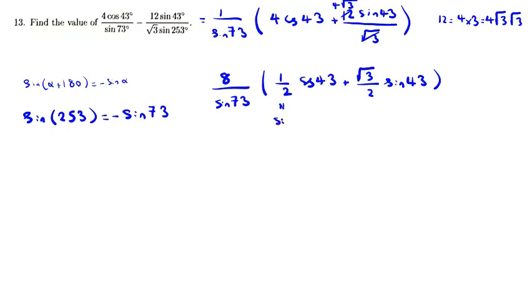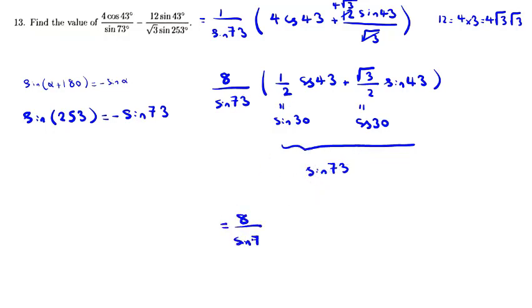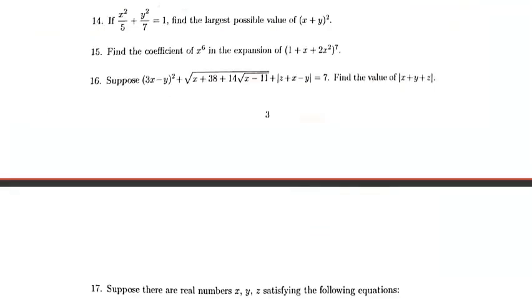So this one is sine 30. This one is cos 30. Now we say, okay, sine, cos, cos, sine. It will be sine of the sum of them, sine 73. If we cancel, then if I write this, it will be 8 over sine 73 times this part, sine 73. We cancel these two terms, so the answer is equal to 8.